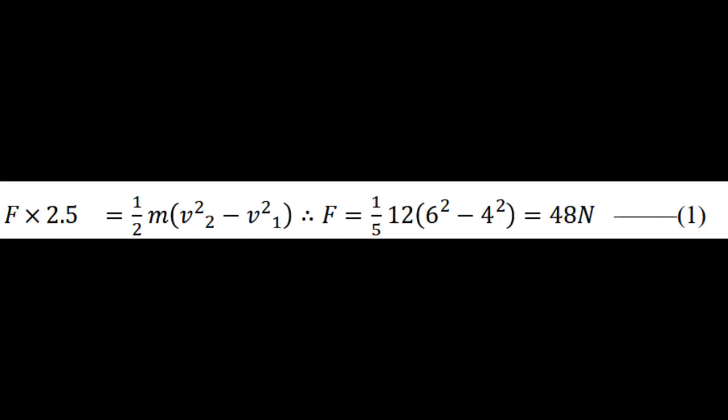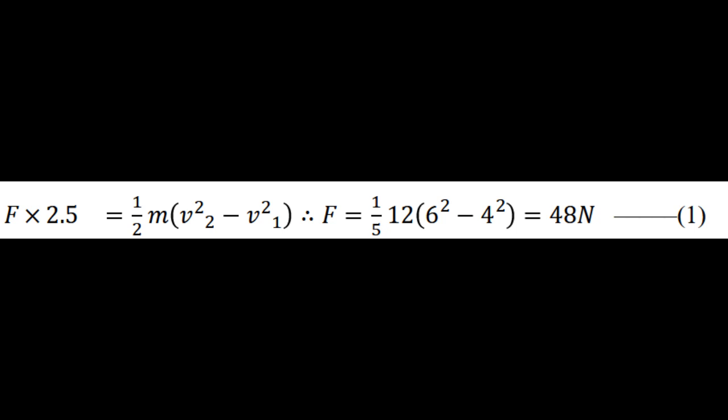Problem 6. A sled with mass 12.00 kilograms moves in a straight line on a frictionless horizontal surface. At one point in its path, its speed is 4 meters per second. After it has traveled 2.50 m beyond this point, its speed is 6 meters per second. Find the force acting on the sled, assuming that this force is constant and that it acts in the direction of the sled's motion. Use the work energy theorem. Identify: apply equation 7 in the card.